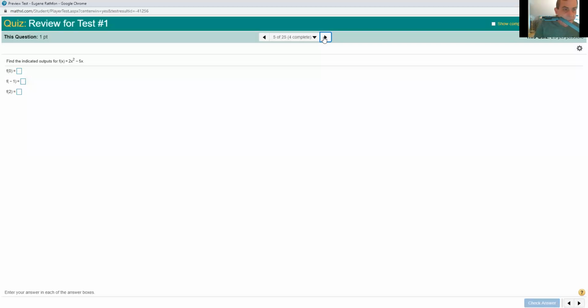All right, so let me write this real quick. I got f of x equals 2x squared minus 5x, and I'm finding f of 0, f of -1, and f of 2. So the calculator knocked these out pretty quick if you just put numbers in for those x's. So I'm going to go back to my pad and work these real quick by hand.